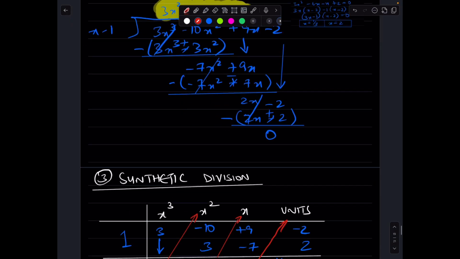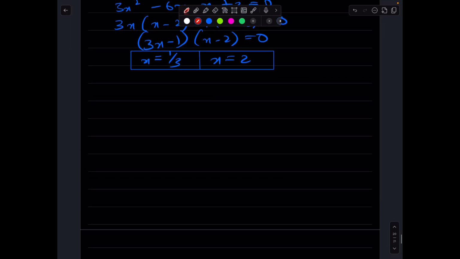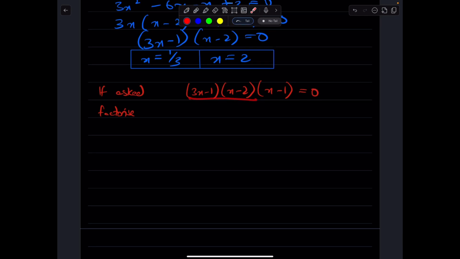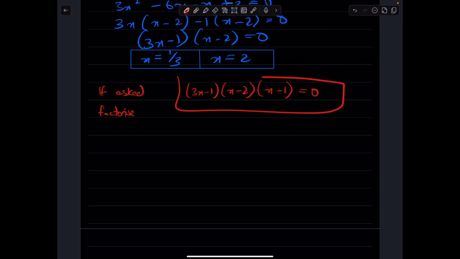And now the final thing is how should we leave our answer? So if asked to factorize, leave your answer as 3x minus 1, x minus 2, and x minus 1. This part comes from here, the factorized form, and this comes from the solution, which is x equals 1, so 1 goes there, and we have x minus 1 equals 0. We make a box around this.